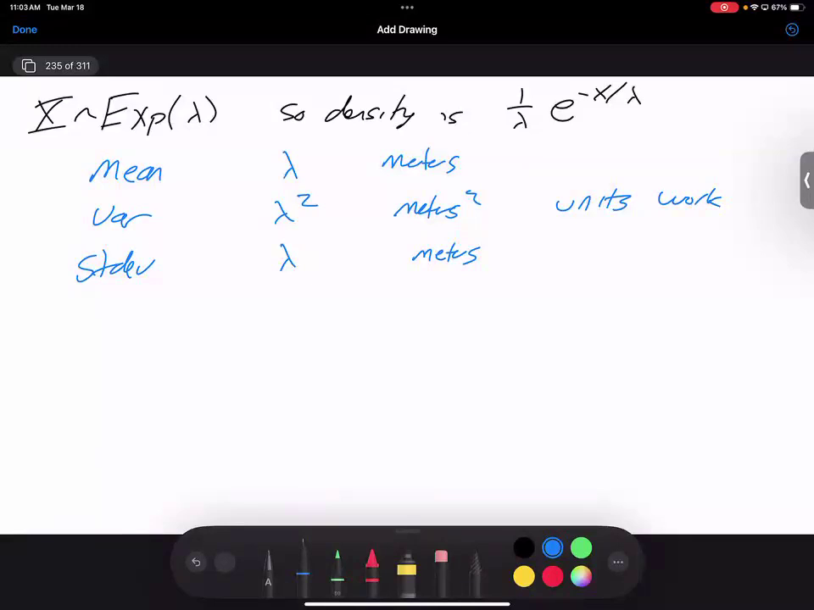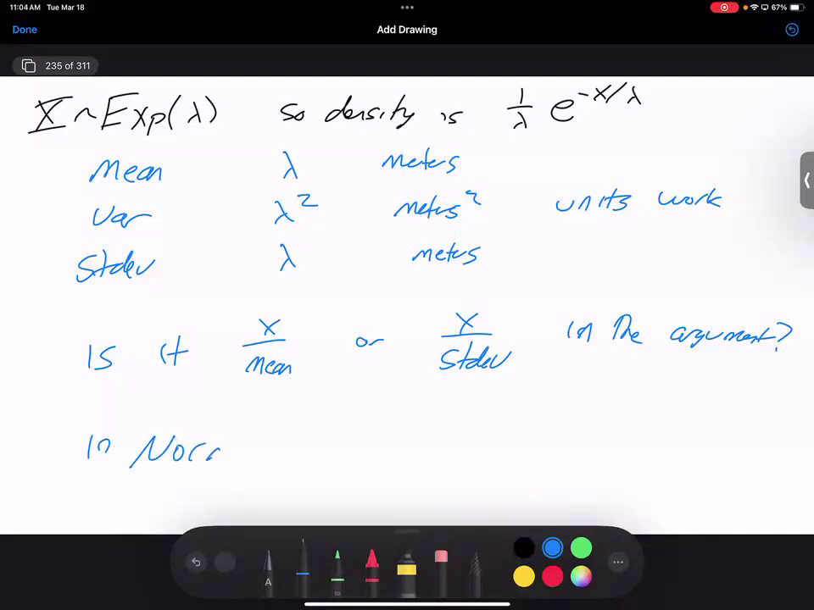But I would view this as, I'm not sure. Should you view it as you're dividing by the mean or you're dividing by the standard deviation? What's the right way to view this? Is it x over the mean or x over the standard deviation in the argument?